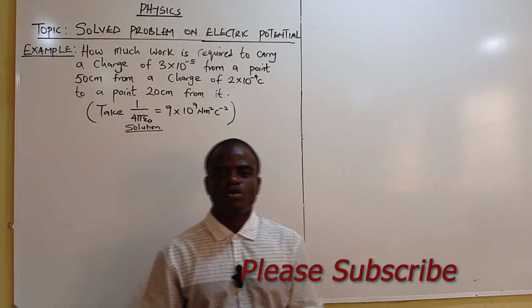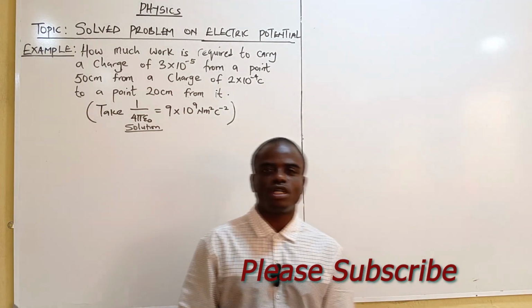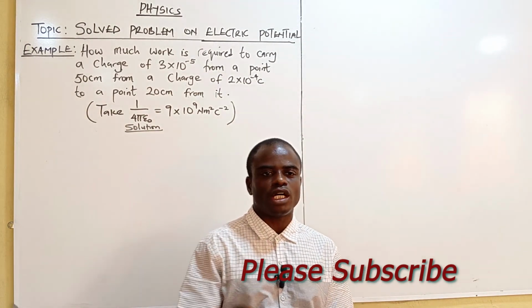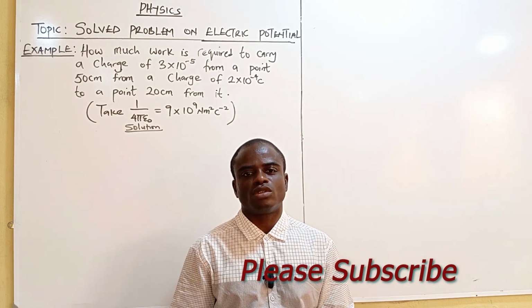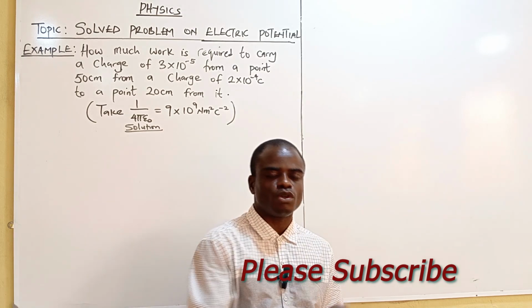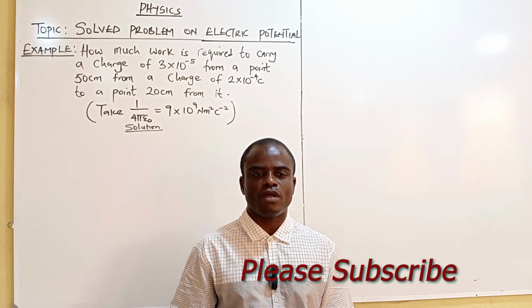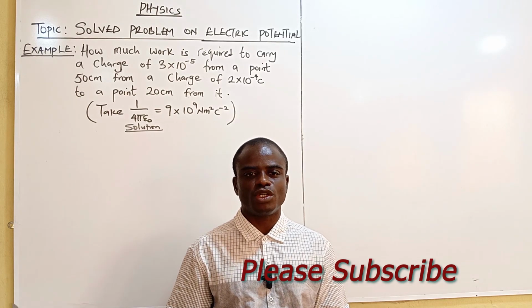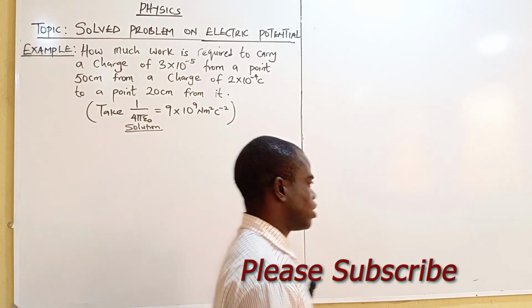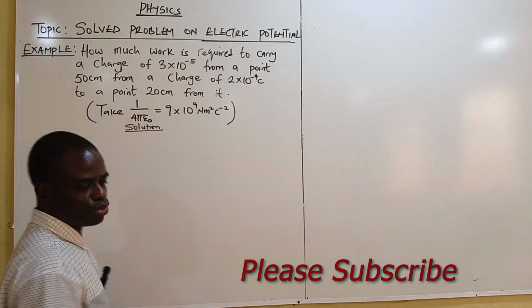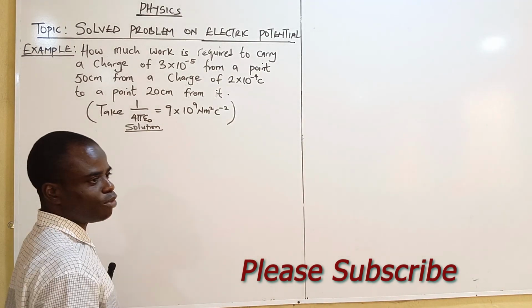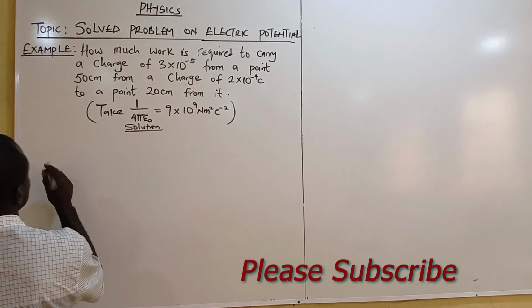Good day, students. Today I want to solve a problem under electric potential that involves moving a charge from one point to another and the work done in carrying a charge from one point to another. The formula for work done is Q VAB, and we are representing the two points as point A and point B. Okay, let's draw the diagram.